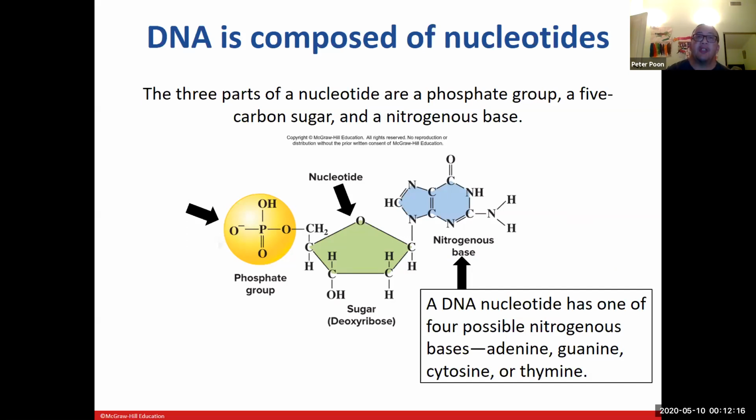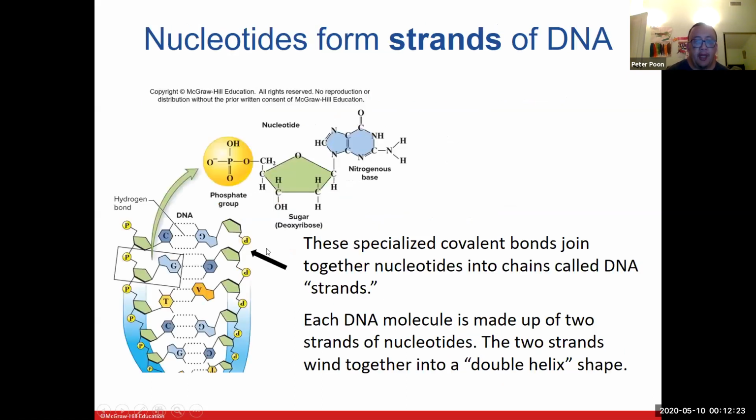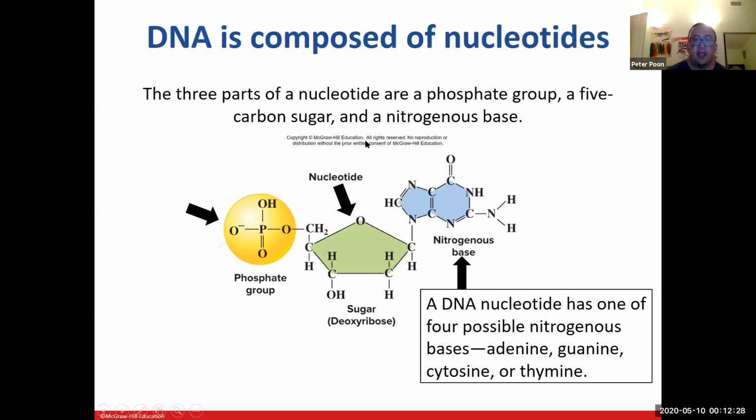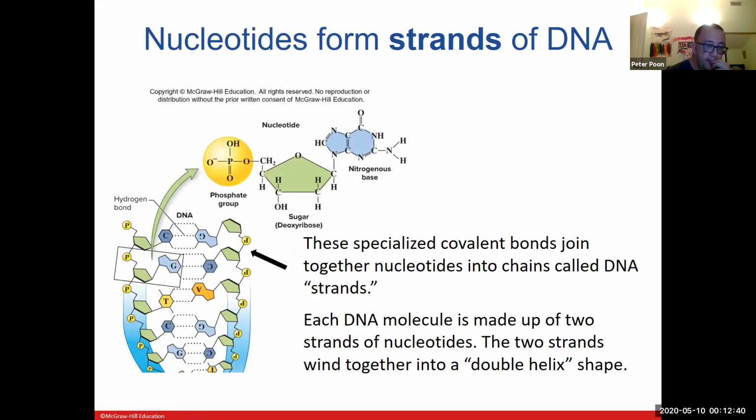Okay. All DNA is composed of nucleotides. There are three parts of a nucleotide. There is a phosphate group, there is a sugar, and there's a nitrogenous base. There are four possible nitrogenous bases in DNA: adenine, guanine, cytosine, and thymine, or A, G, C, and T. These covalent bonds join together nucleotides to form DNA strands.